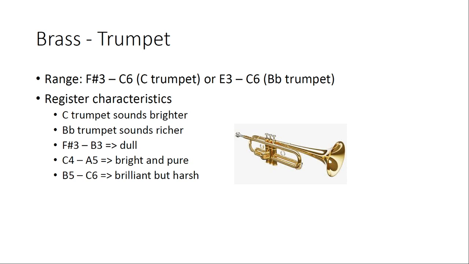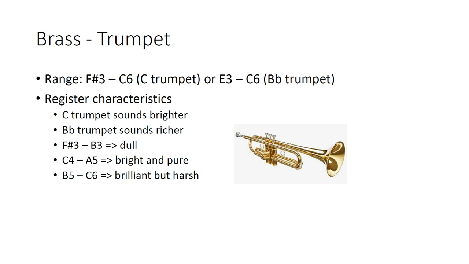And the possibly the most common and most well-known one is the trumpet. You actually have two types of trumpets, and their range is different as a result. I don't exactly know what influences the range, but they both end on C6, which is the thin E string, 20th fret. The only difference is that the B flat trumpet starts at E3, while the C trumpet starts at F sharp 3.